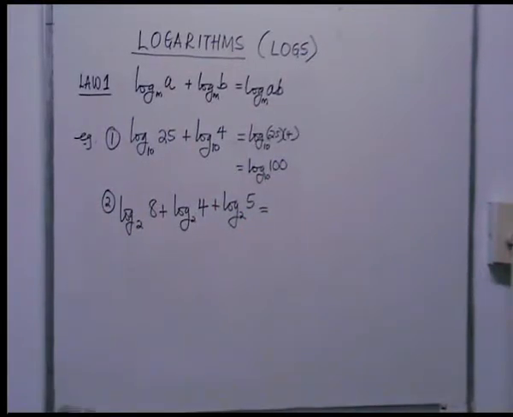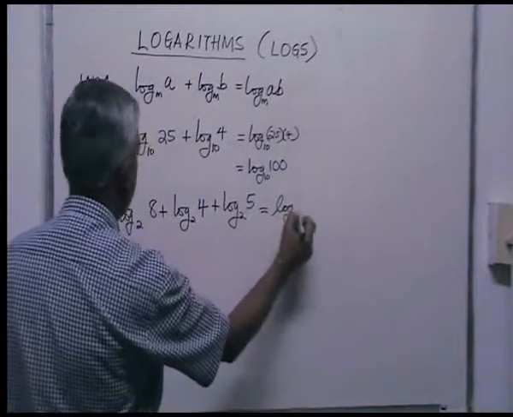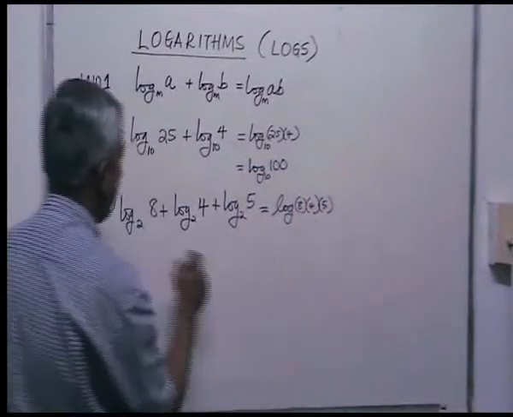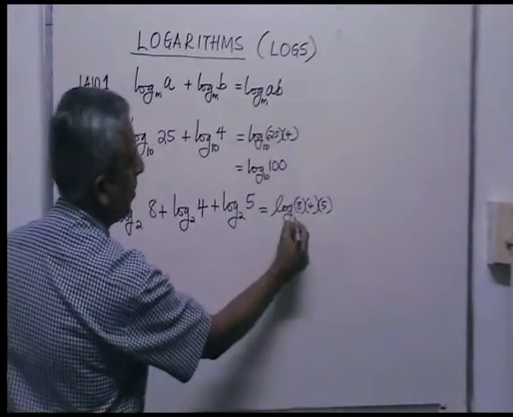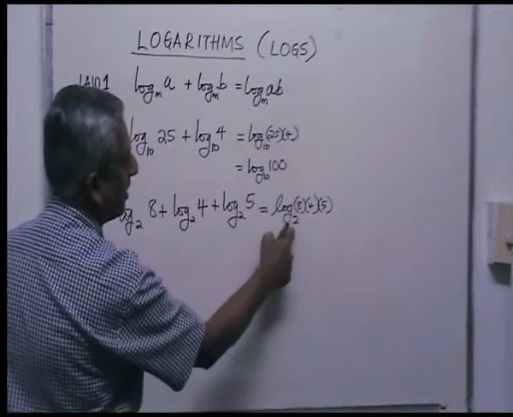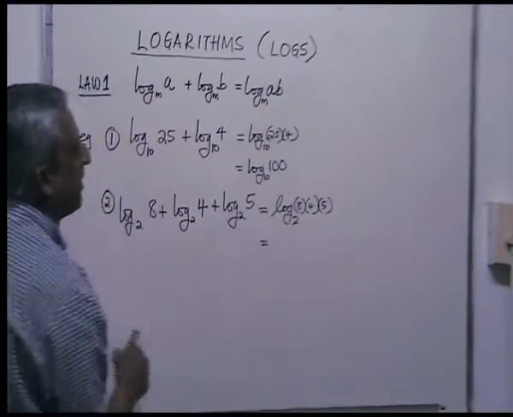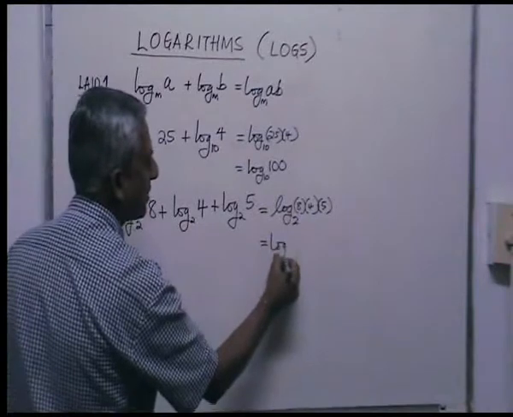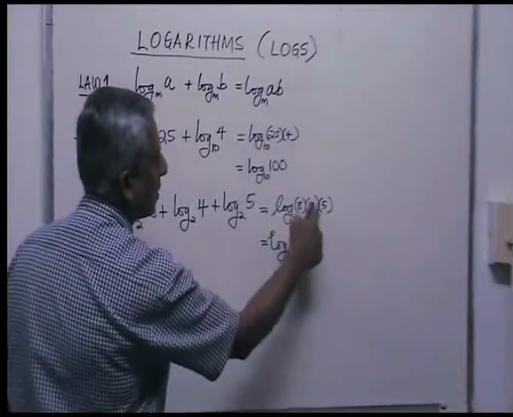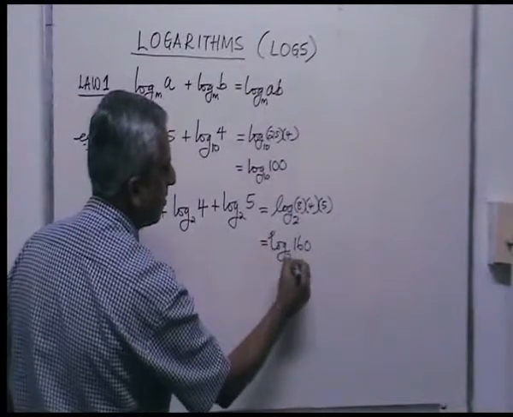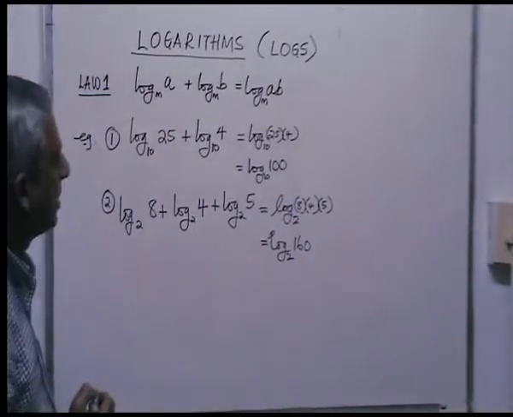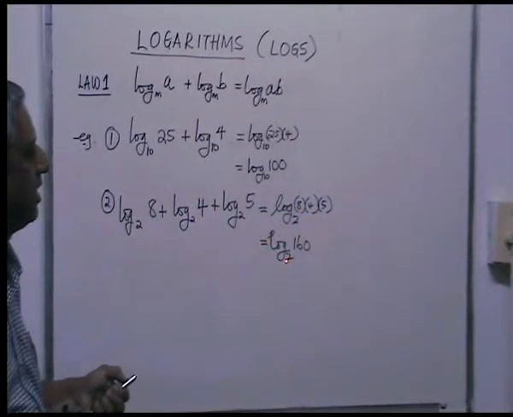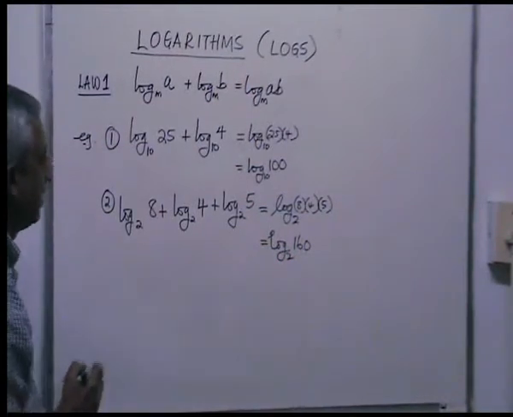So in this case, the answer will be log of 8 times 4 times 5, all to the base 2. Don't leave out the base, it must be written because it is 2. If it was 10, you can leave it out. But if it is not 10, it must be written. And that simplifies to log of 8 times 4 times 5, which is 160, to the base 2. Alright, so let's do another example.